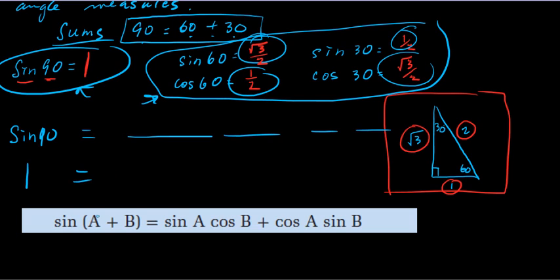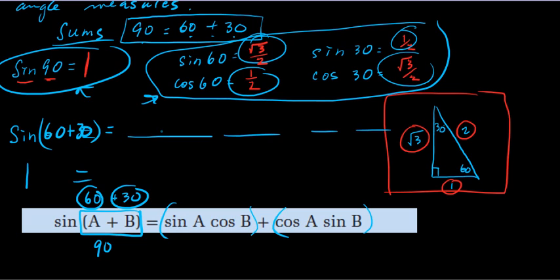Okay? So this identity says that if you can split up this value here, and in our case it's 90, if you can split it up into, say, 60 plus 30, then that means that there is an expression that exists that you could write this value in terms of sine and cos of the added values. So 90 is actually 60 plus 30. So let me rewrite this. 60 plus 30.